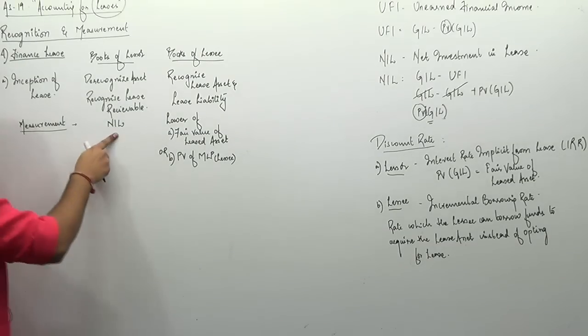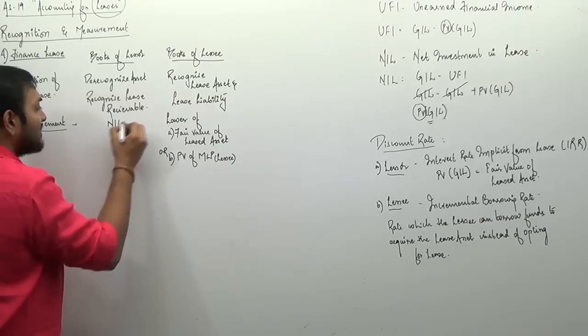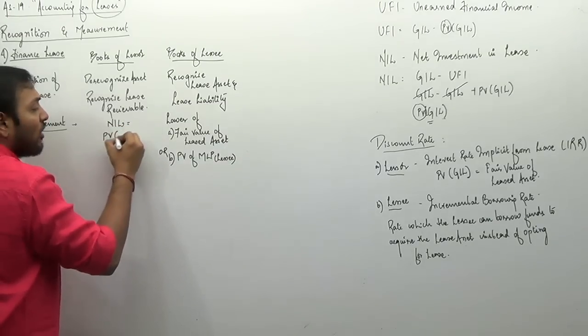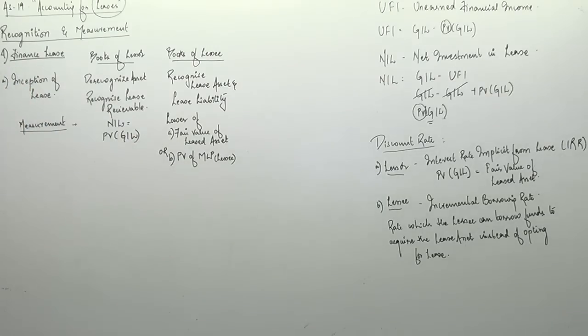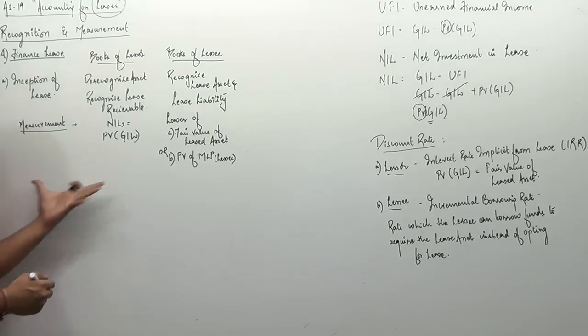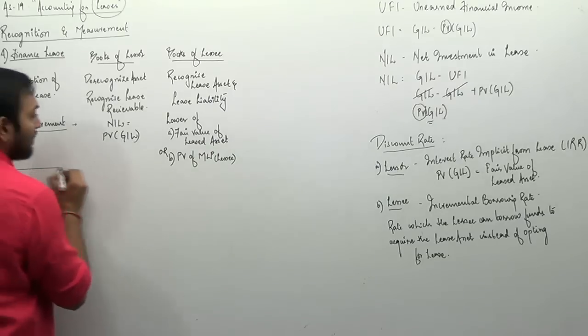It is not nil, guys. It is net investment in lease. A net investment in lease is equal to the present value of gross investment in lease. NIL is not nil. This is the initial recognition and measurement.